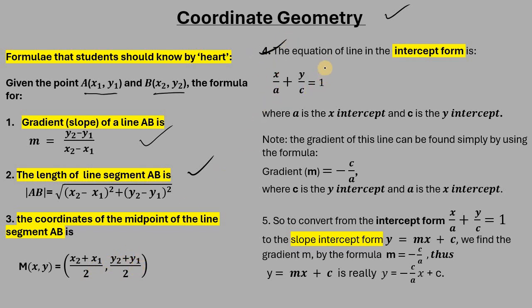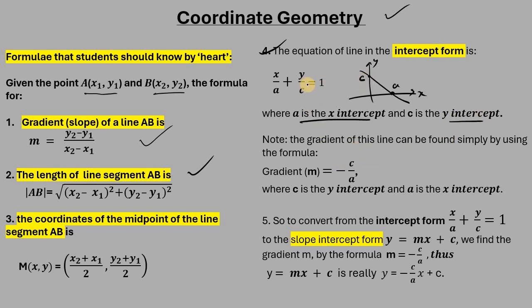For part 4, the equation in the intercept form: x over the x-intercept plus y over the y-intercept equals 1. And we did highlight what that is all about, right? You have the y-axis, the x-axis. Where the graph cuts the y-axis, that's your y-intercept. Where it cuts the x-axis, that's your x-intercept. So A is the x-intercept and C is your y-intercept.